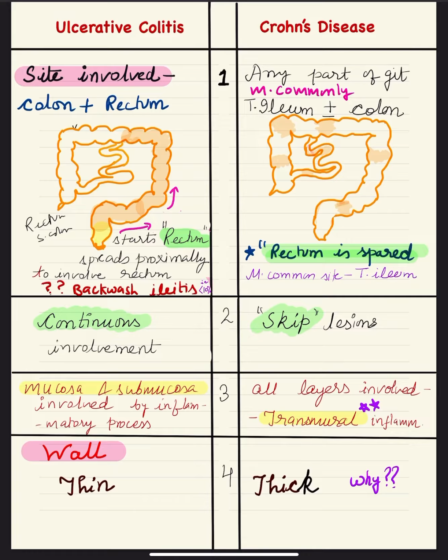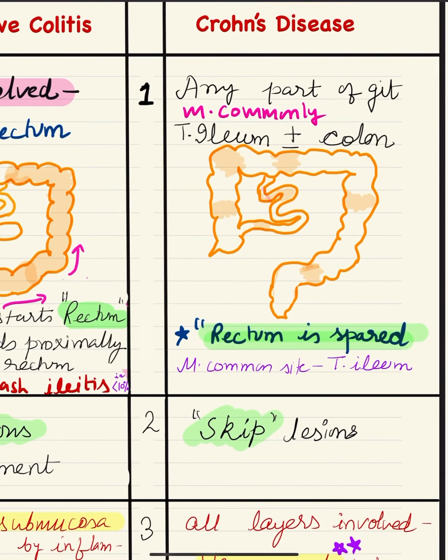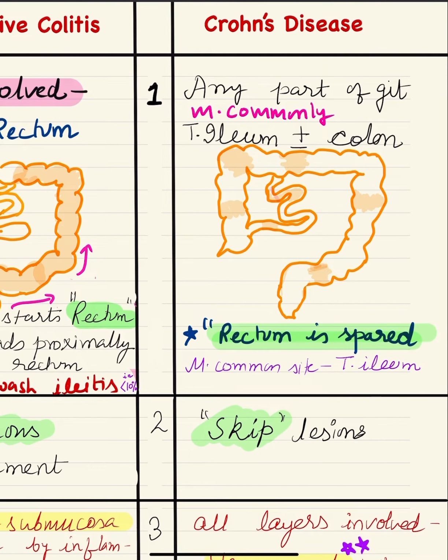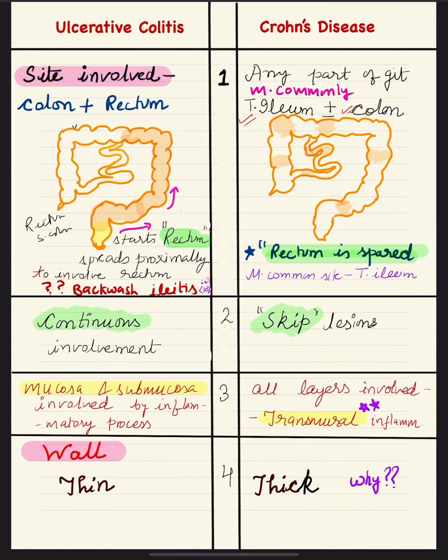And in Crohn's disease, any part of the GIT from mouth till anus can be involved, and the most common sites are the terminal ileum and colon. And the important point is that the rectum is spared, and the most common site is the terminal ileum.